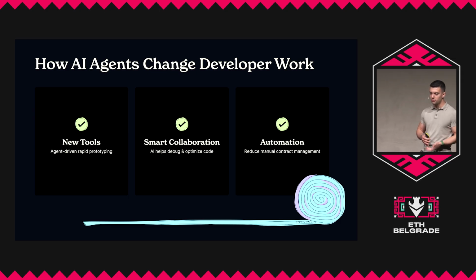They can help you debug your code, optimize your code, reduce bugs and improve security. And of course, they can help with automation. So any kind of work you have which is, let's say, too manual or too repetitive, you can automate this using the AI agents.